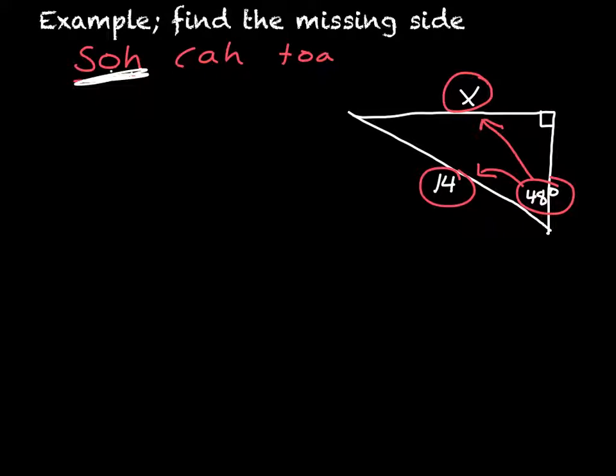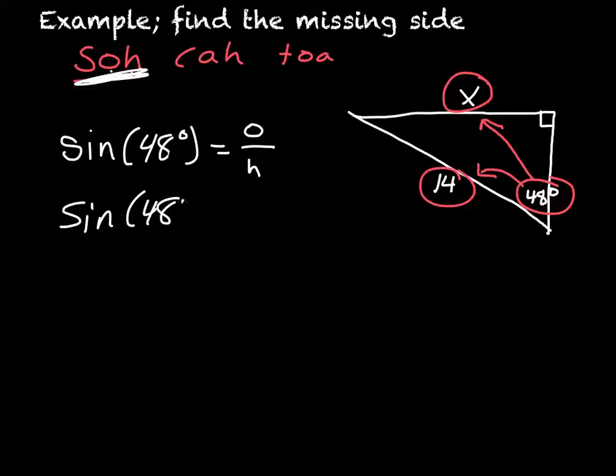Okay, so that means setting it up, I have sine of my angle, which is 48 degrees, is equal to my opposite over my hypotenuse. So sine of 48 degrees is equal to x over 14. And now I just have to solve.